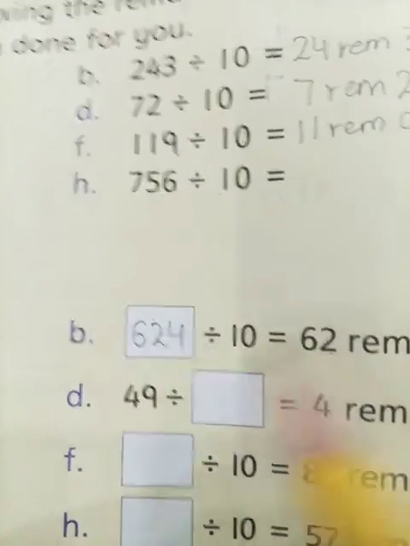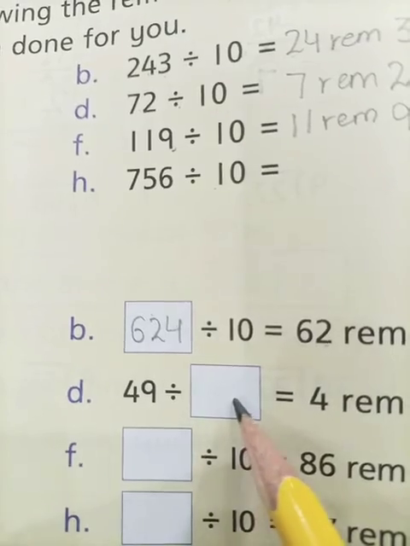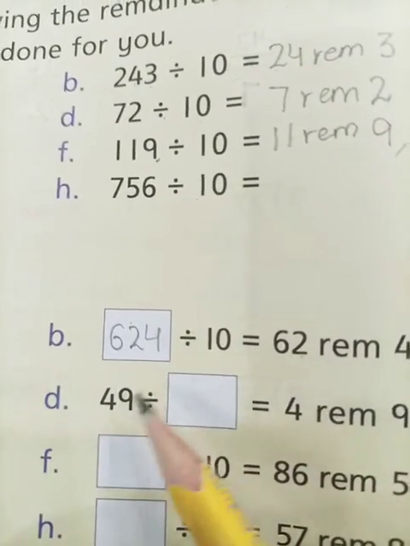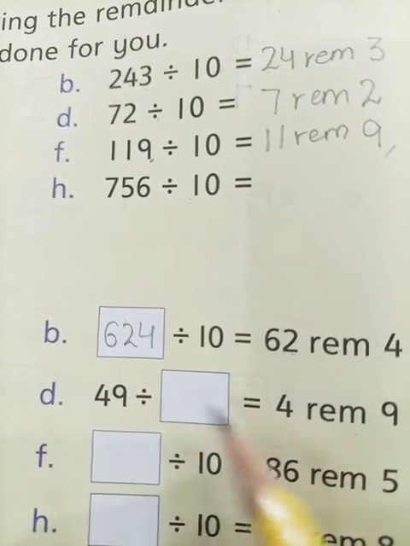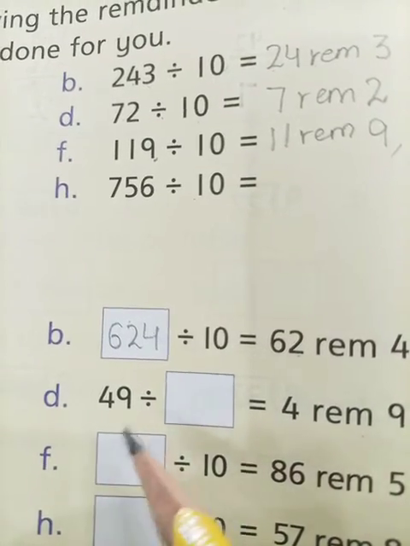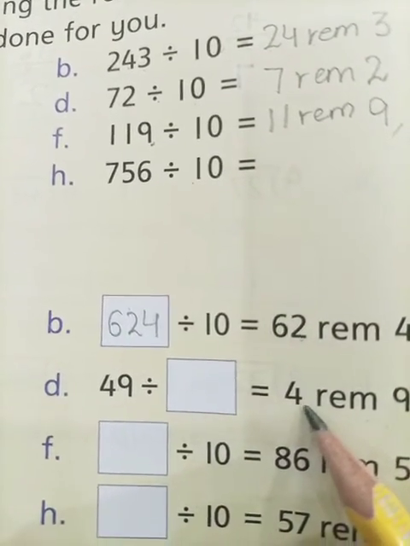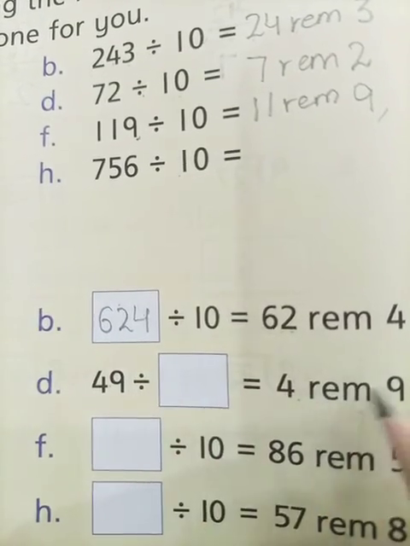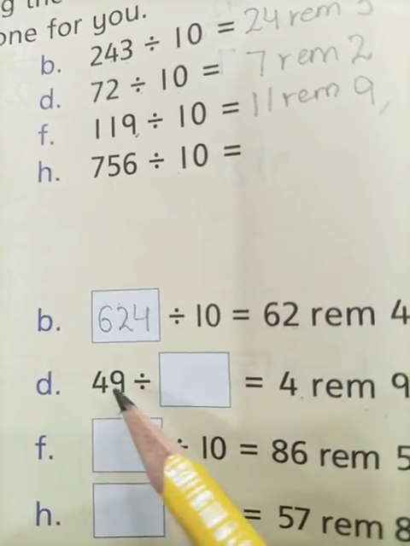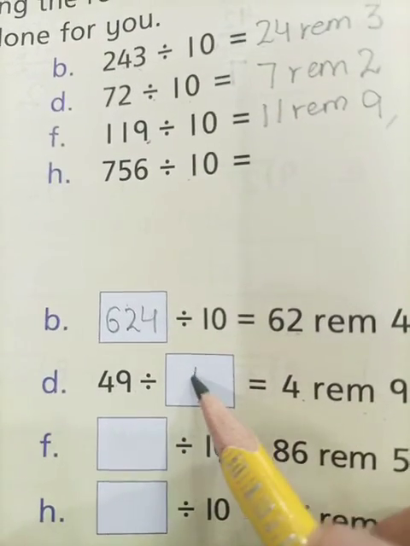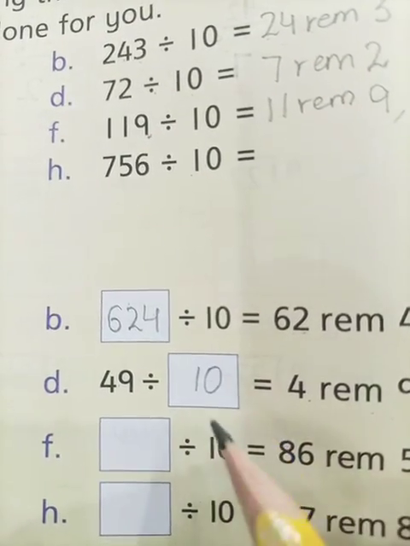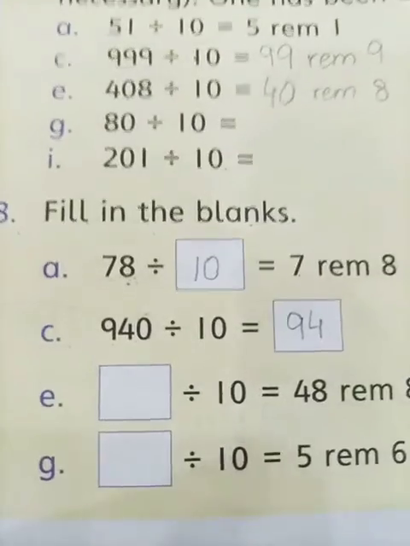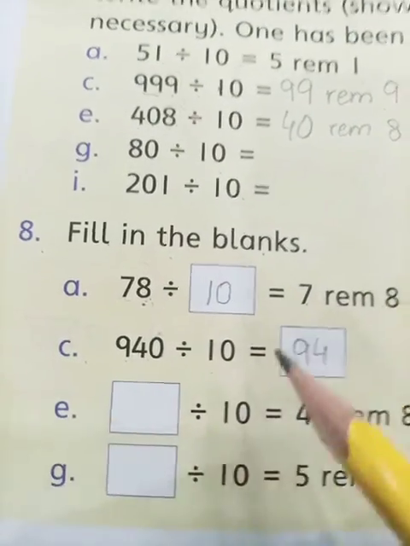Next is part D. Students, look at this. In part D, 49 is divided by which number? 9 will be the remainder and 4 will be the quotient. Okay. So students, as we know, this one is done when the dividend is divided by our divisor 10. Okay. Come towards the next part, that is part E.